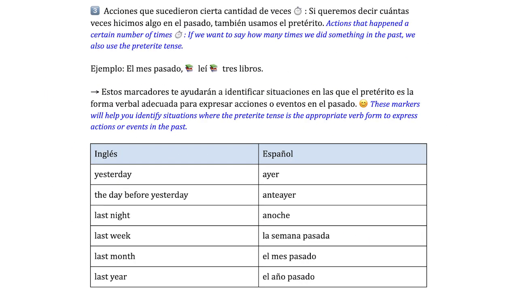And finally, we will use the preterite tense to speak about actions that happened a certain number of times. If we want to say how many times we did something in the past, we also use the preterite tense. For instance, el mes pasado leí 3 libros.